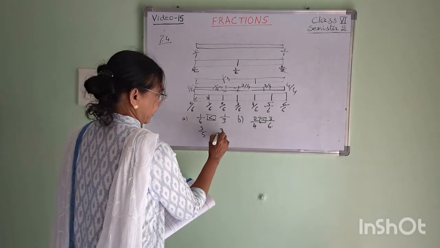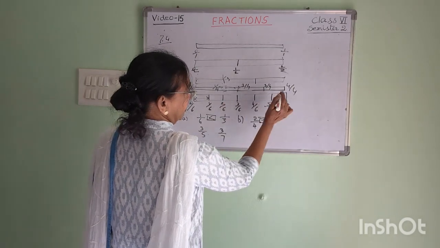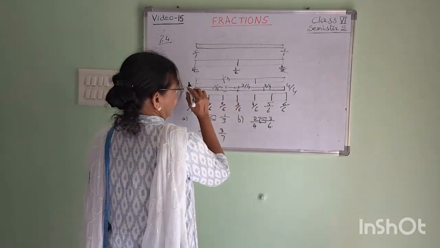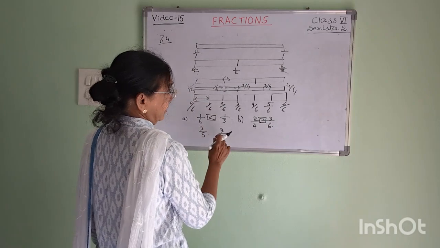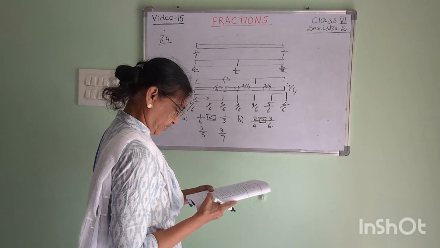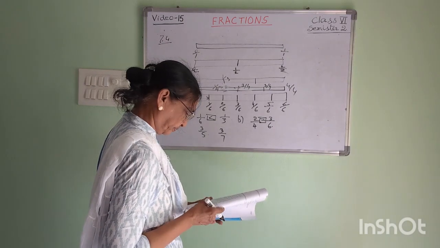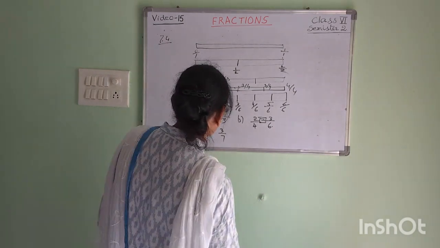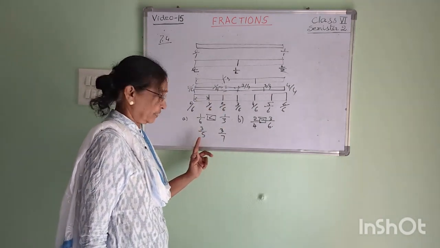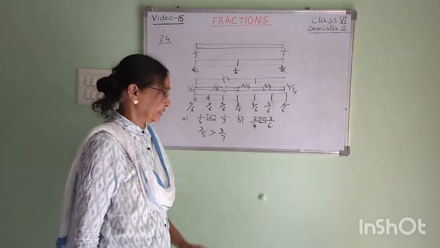Next, that is 3 by 5 and 3 by 7. We have to draw another figure for 3 by 5 and 3 by 7. But we can compare 3 by 5 and 3 by 7 without the figure. In 3 by 7 the denominator 7 is greater than 5, and 5 is less, therefore this fraction is greater because the numerators are the same. 3 by 5 is greater than 3 by 7.